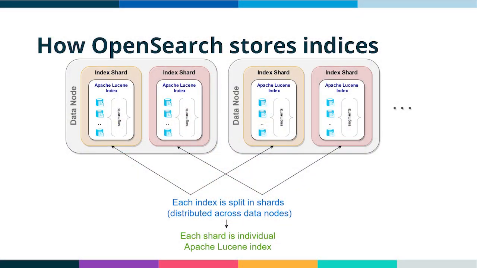Let us start with a 1000-feet refresher on how OpenSearch stores indices. As all of you know, OpenSearch is a distributed system. It's usually deployed as a cluster of nodes. On each cluster, you have different types of nodes, and OpenSearch tries to split indices into smaller chunks called shards and distribute them across data nodes. What is a shard? Essentially, under the hood, a shard is a small Apache Lucene index. And this is basically what we deal with in OpenSearch.